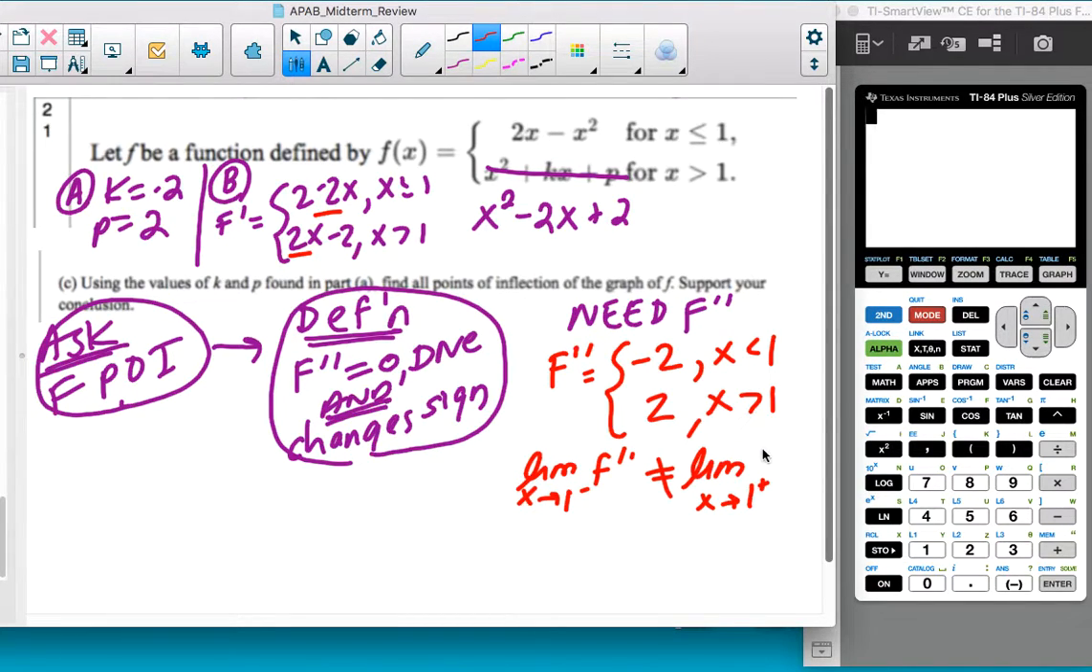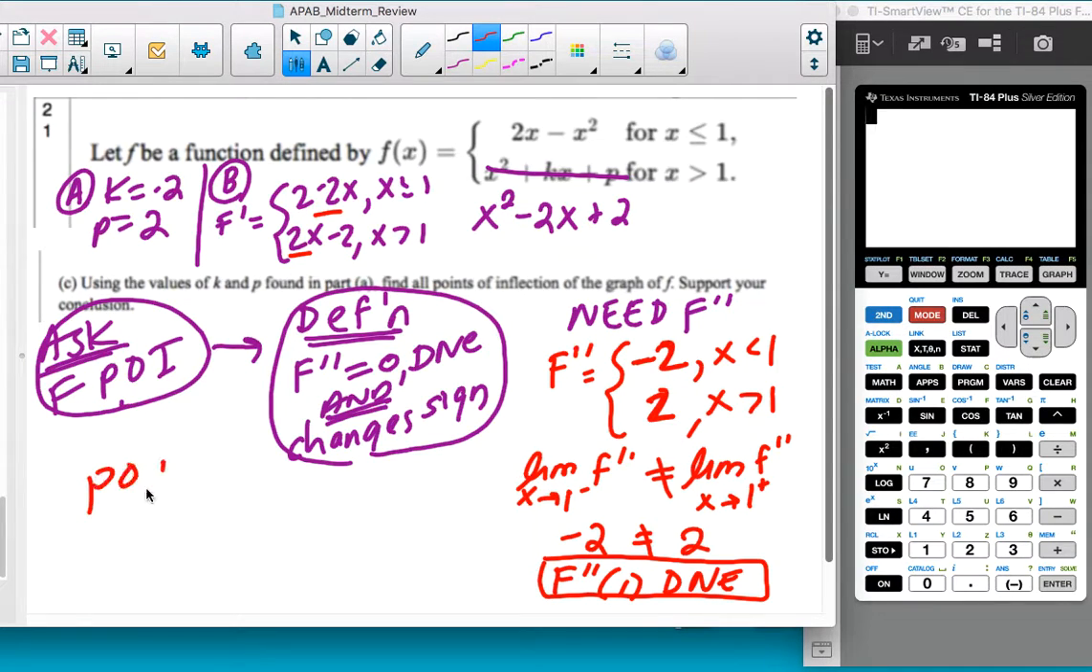I said negative over here. I apologize, I misspoke. So this is a -2, and that very much does not equal a 2, meaning that f double prime of 1 does not exist, right? So that's important. Everywhere else, f double prime is going to exist. f double prime is a nice happy 2 on this side. It's a nice happy -2 on the other side.